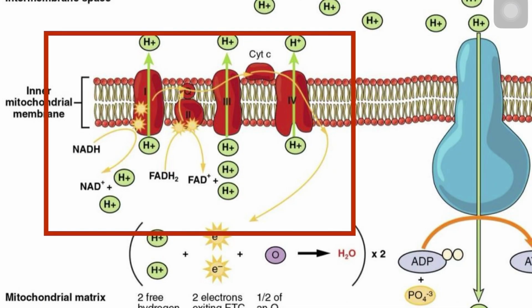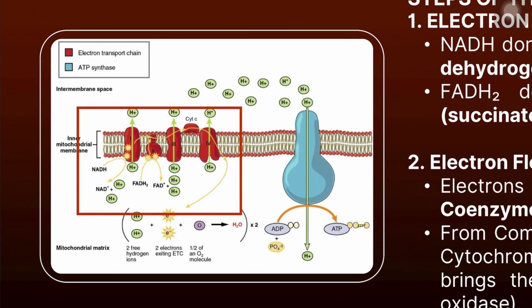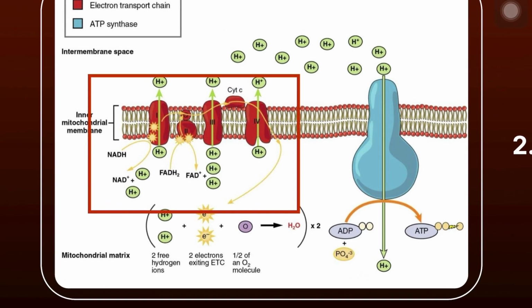lose energy. So this released energy is also used by these complexes to pump more hydrogen ions from the matrix into the intermembrane space. Because of this continuous pumping of protons, it will create a strong concentration and also a charge difference across the inner membrane. Again, it is known as the proton gradient. So again, that is step 2.